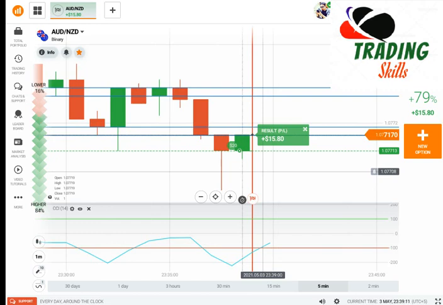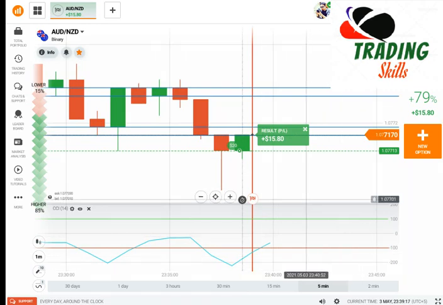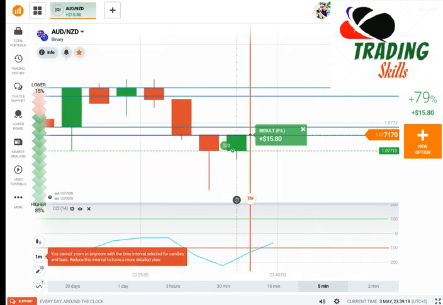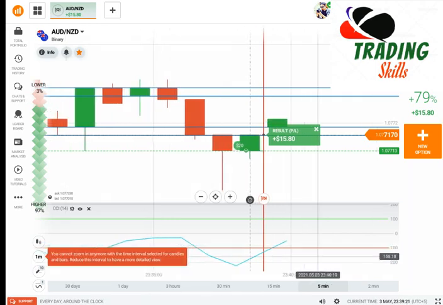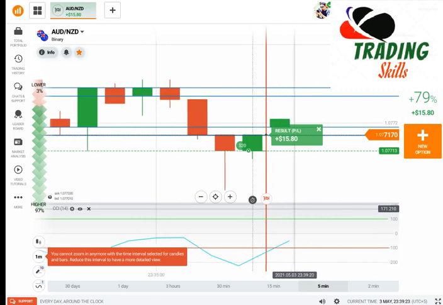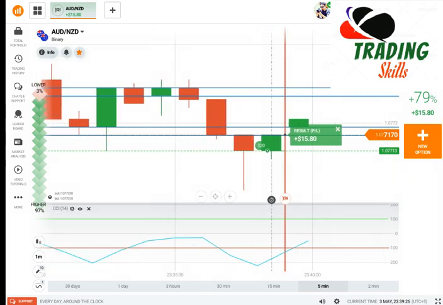The thing whenever you enter into the market is very simple. You need to analyze the market perfectly. So whenever you enter into the market, try to click on 5 minutes, then check your levels. When I entered into the market, it was here.